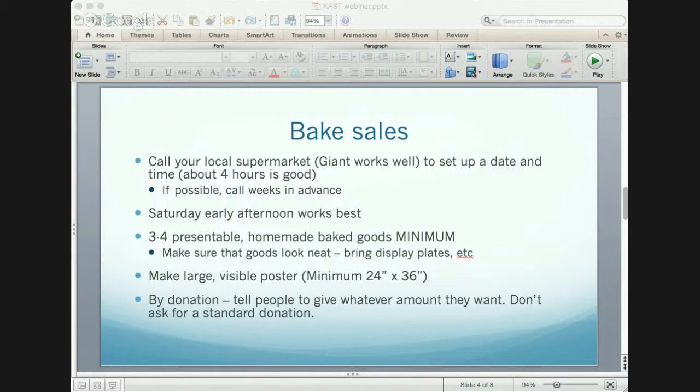And make sure you have at least some sort of poster on the table or behind you indicating what organization you're working for. KAST Maryland branch, KAST Boston branch, something like that.